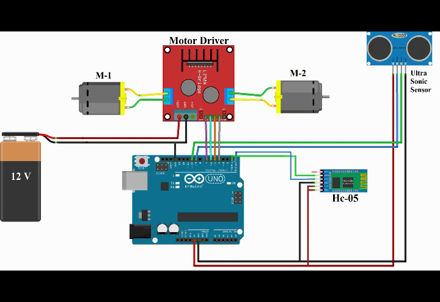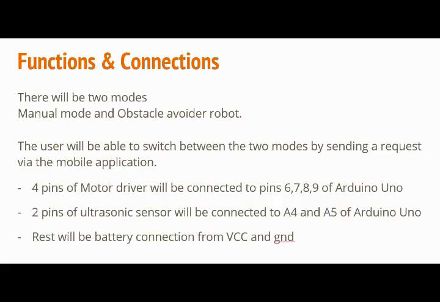So here is the circuit diagram. The four pins of the motor driver will be connected to pin number 6, 7, 8 and 9 of Arduino Uno, and the pins of the ultrasonic sensor will be connected to pin number A4 and A5 of Arduino Uno, and the battery connection will be to the VCC and the ground. So this is the basic circuit diagram and explanation of how connections will be done.